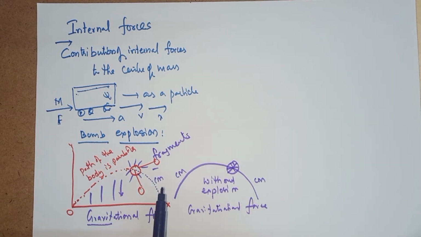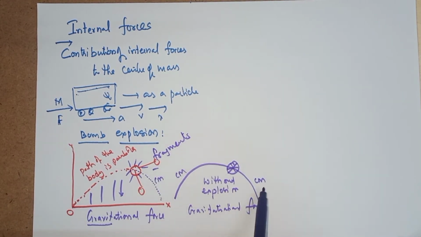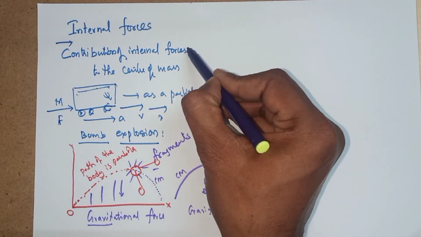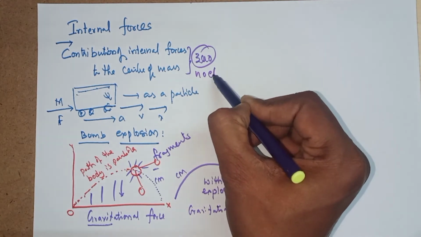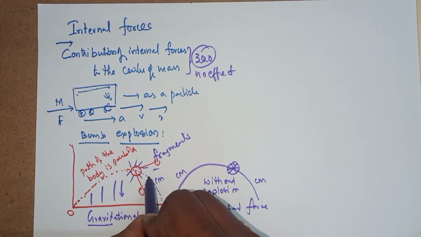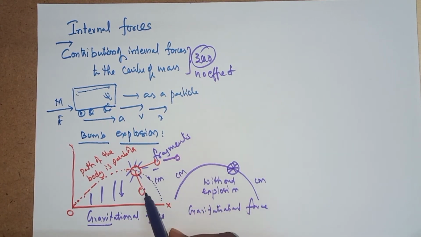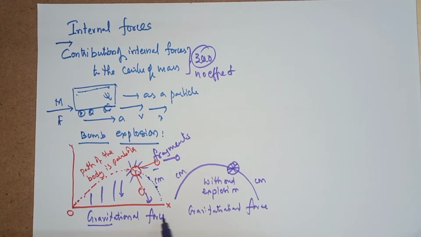Now what are the contributions of internal forces in affecting the path of the center of mass? That is obviously zero, because no effect is there. Internal forces could not affect the path of the center of mass. You see that this is one body, the other body, and the combination has the center of mass here. If it is going through here and the center of mass is here, the internal forces will not affect it. That's why we will not discuss internal effects that much.